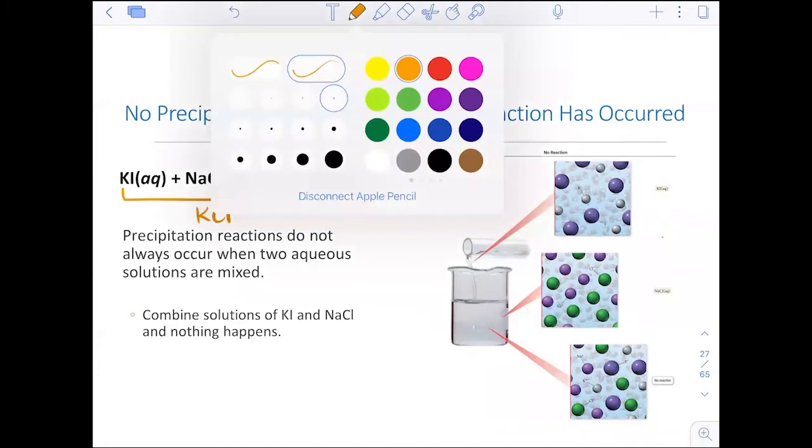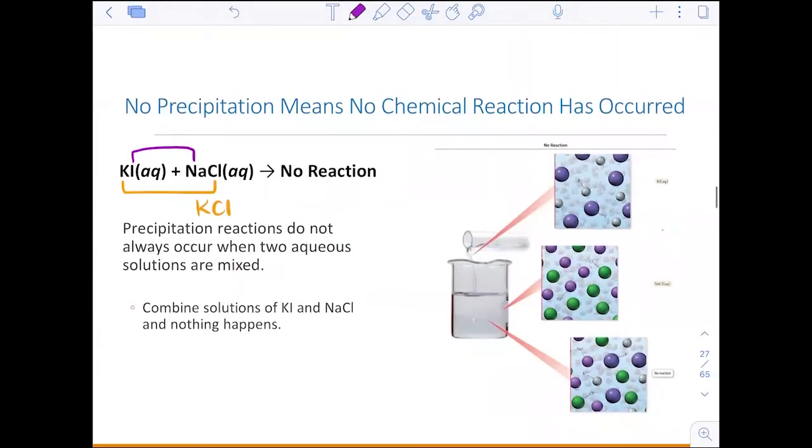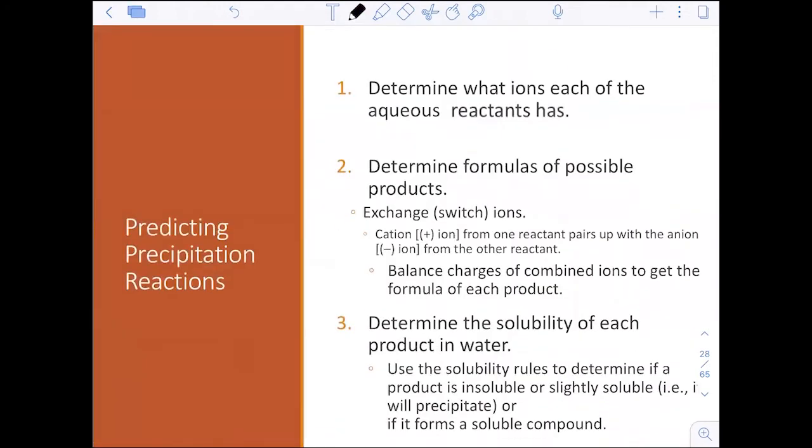KCl, I mixes with Na, so NaI. We would call these both aqueous. Well, then they're ions. Nothing truly happened. Now we just have a sea of ions. So no precipitate, no precipitation reaction.